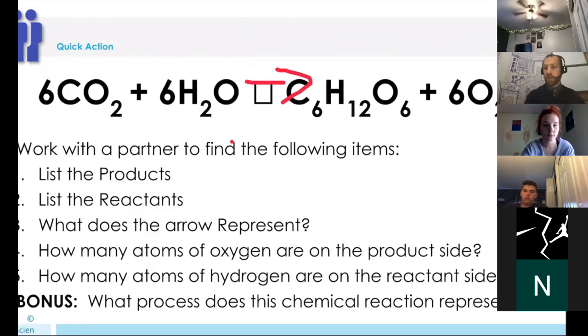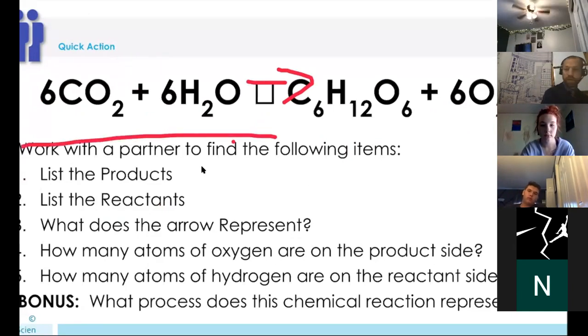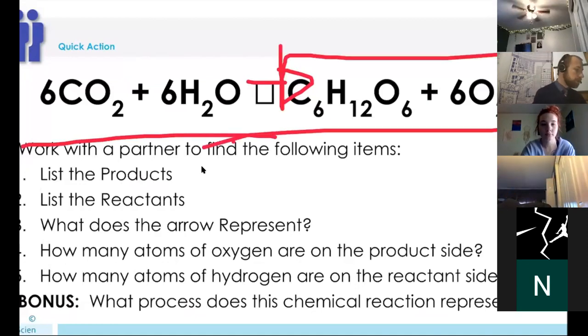That represents the transformation or the chemical reaction itself, right? That is the yield sign. This stuff reacts yielding or making or producing these guys over here, okay? So it just is kind of like a becomes sign.